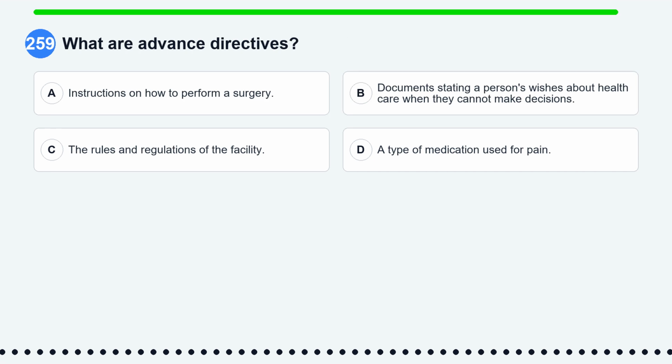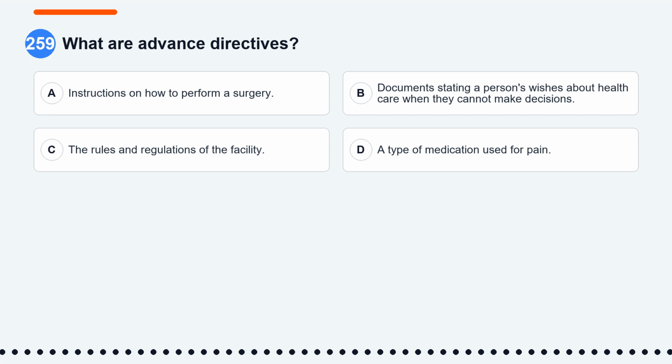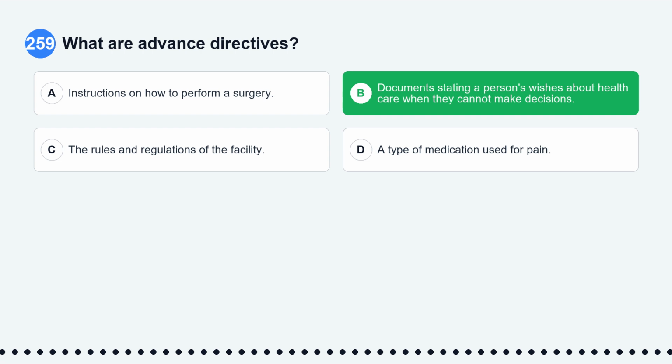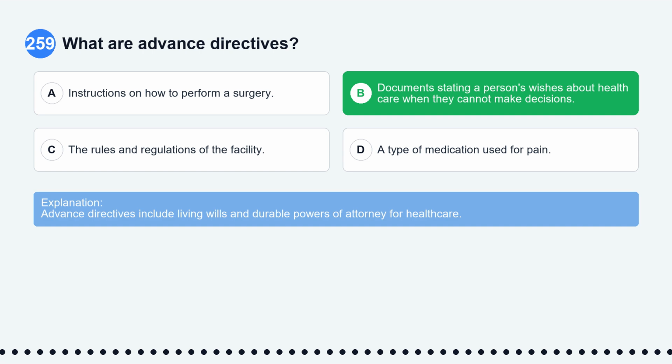Question 259. What are advance directives? Option A, instructions on how to perform a surgery. Option B, documents stating a person's wishes about health care when they cannot make decisions. Option C, the rules and regulations of the facility. Option D, a type of medication used for pain. The correct answer is option B, documents stating a person's wishes about health care when they cannot make decisions. Advance directives include living wills and durable powers of attorney for health care.